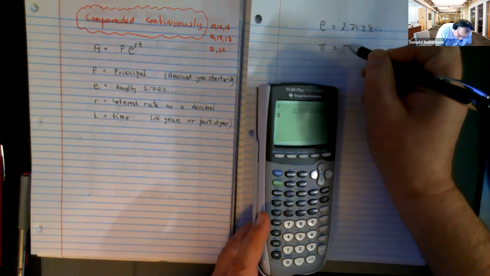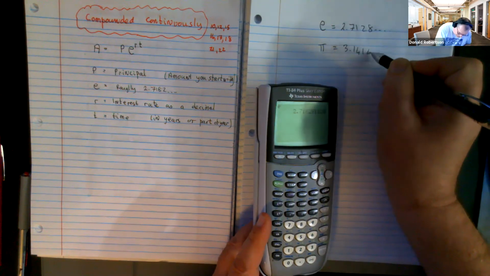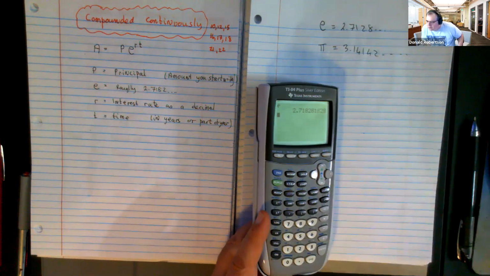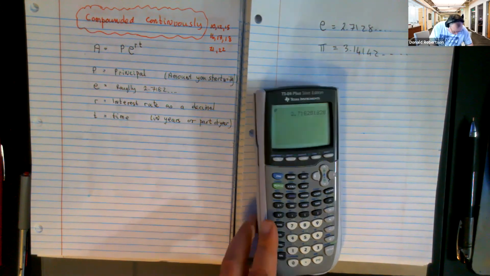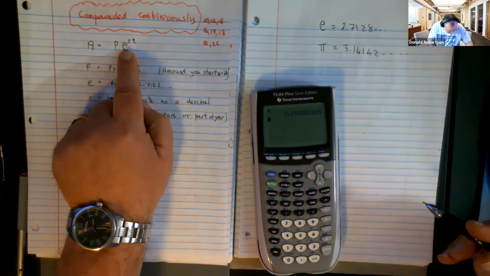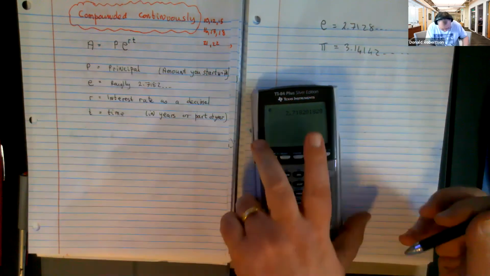Isn't pi just a number as well? So there's a few very special numbers in math that are so useful and so special, they get their own letter of the alphabet. So pi is one of them and E is the other. They're the two that you're probably most likely to ever see, right? Pi you've seen before and E is a new guy. So this is P times E to the power of RT.